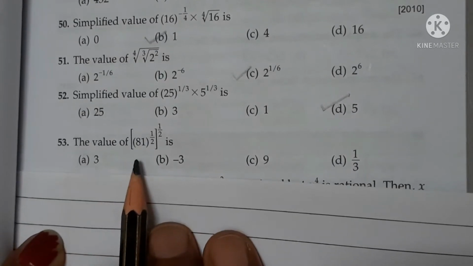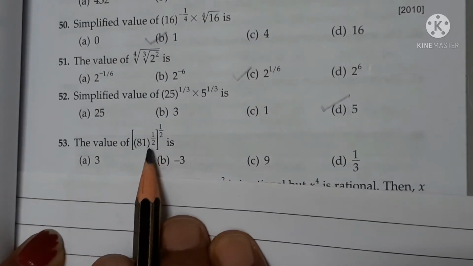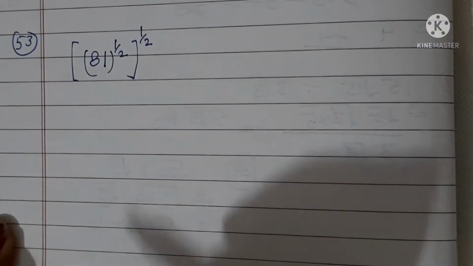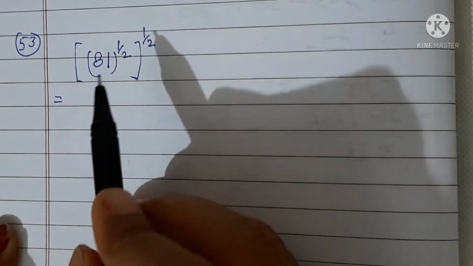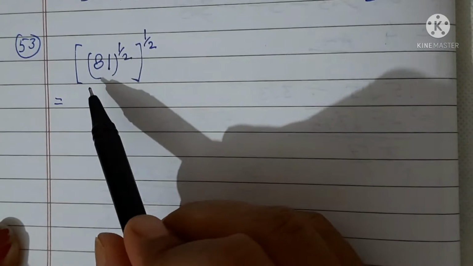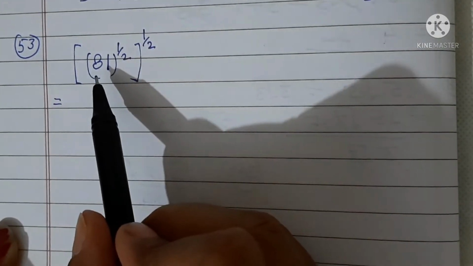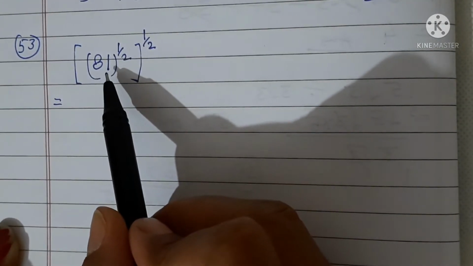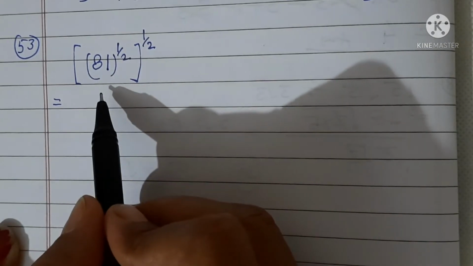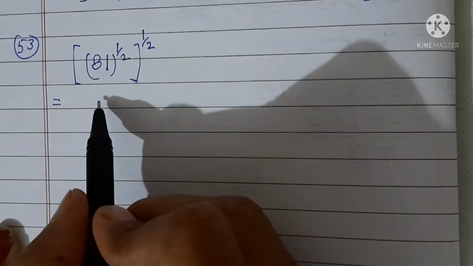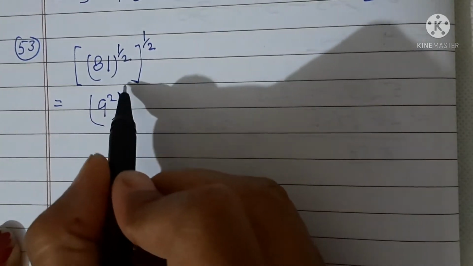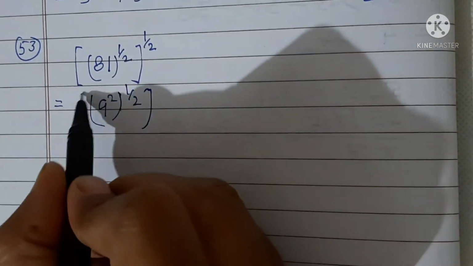Next, question number 53. The value of 81 to the power of 1 upon 2 whole to the power of 1 upon 2. Now, because here power is 1 upon 2, if you make 81 in the form of a square, it is better. You can write it 3 to the power of 4. 3 3s are 9, 3 9s are 27, 3 27s are 81. You can write it 3 to the power of 4 or you can write it 9 square. So 9 square to the power of 1 upon 2 whole to the power of 1 upon 2.